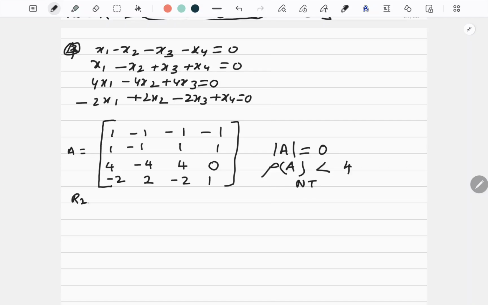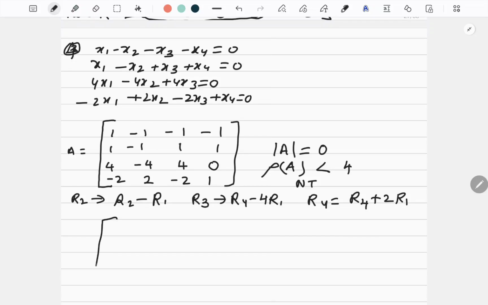So in R2 you apply R2 minus R1. In R3 you apply R3 minus 4R1. And in R4 you apply R4 plus 2R1. Now when you apply these operations, what will you get? Let's have a look.